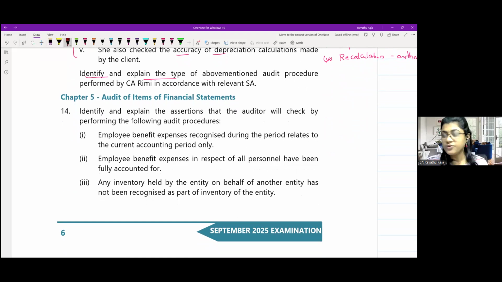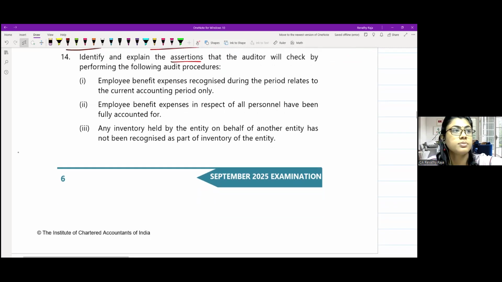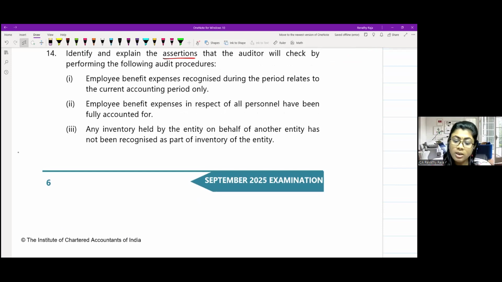Can you say chapter 5? Items in FS. They are asking regarding the assertions only here. You remember assertions? Assertions with respect to P&L account, assertions with respect to balance sheet. Okay, we'll discuss directly. Identify and explain the assertions that the auditor will check by performing the following audit procedure. The employee benefit expenses recognized during the period relate to the current period only.